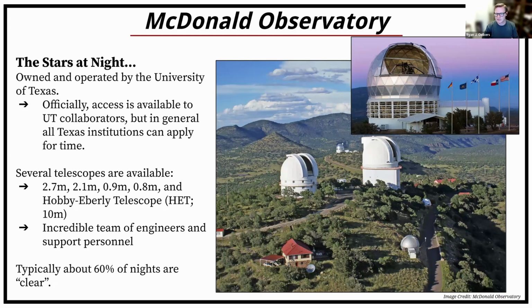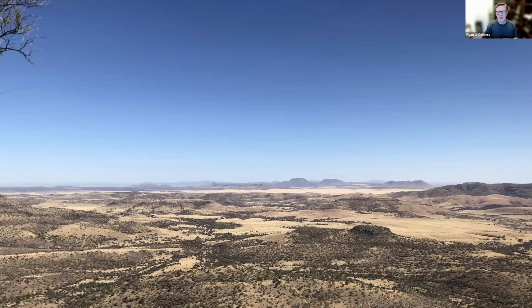This instrument's out at McDonald Observatory. We use the smaller telescope on the left there, the 2.1 meter Otto Struve telescope. About 60% of the nights are clear. If you ever get a chance to go to McDonald, I highly suggest it. It's a beautiful place. This is what it looks like when you get good weather and you can really see all the stars. They're amazing to see.